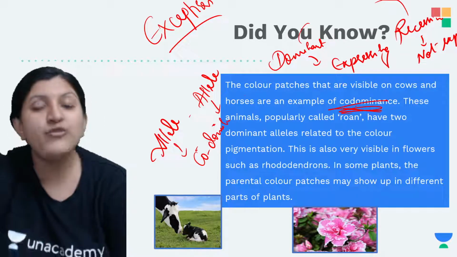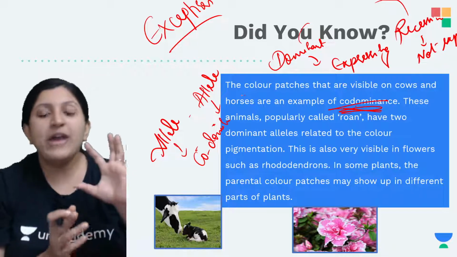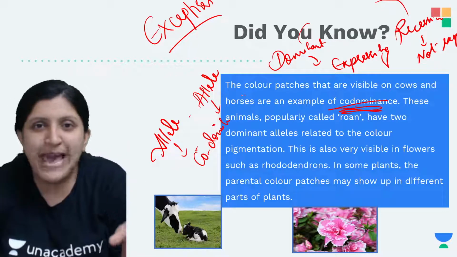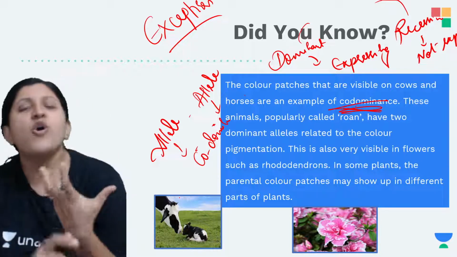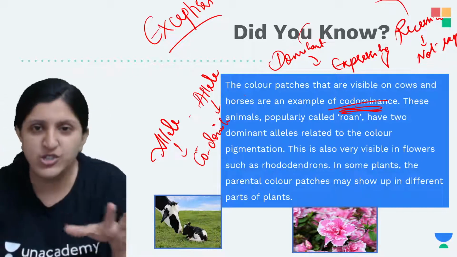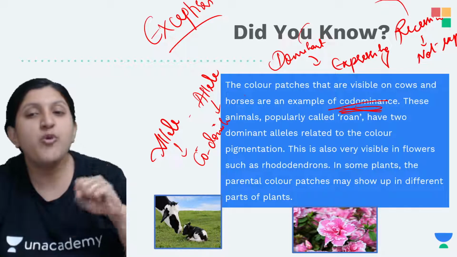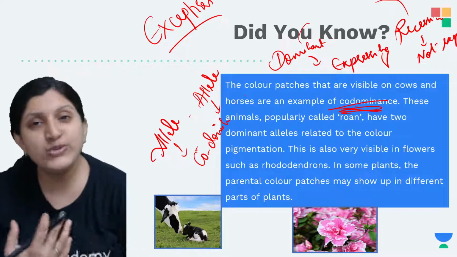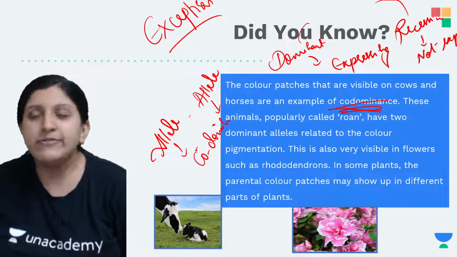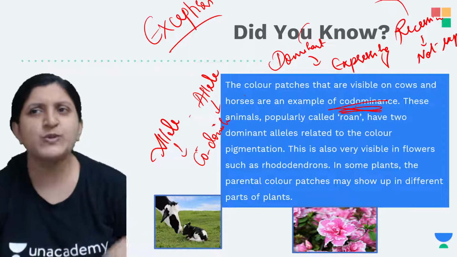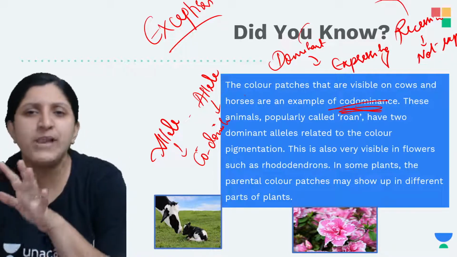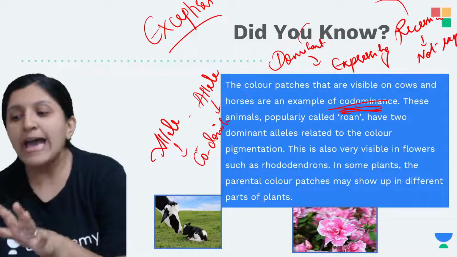That is how you can see in cows white patches and black patches also, just like the picture given here. In horses also you can see patches of those colors. So why exactly do you see this coloration? Complete black color is not there, complete white color is also not there. You can find patches of black as well as white.